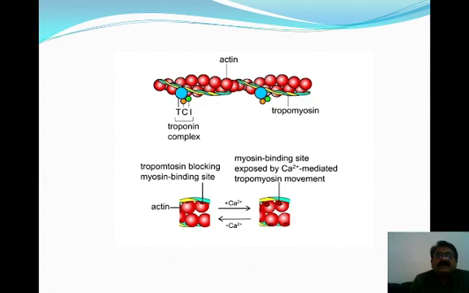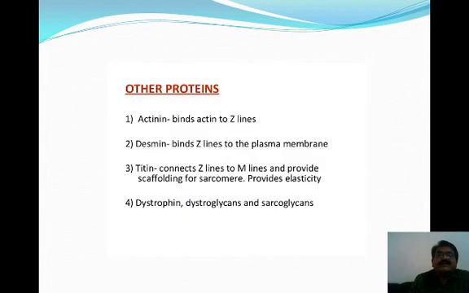Actin, the troponin complex and tropomyosin are the filamentous structures present in the thin filament. Tropomyosin blocks the myosin binding sites, and with the help of calcium ions, the myosin binding sites are exposed by calcium-mediated tropomyosin movement.